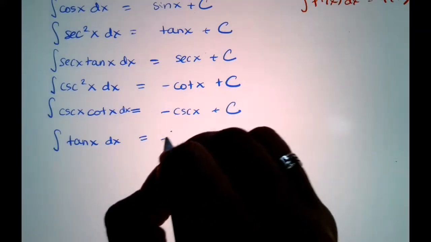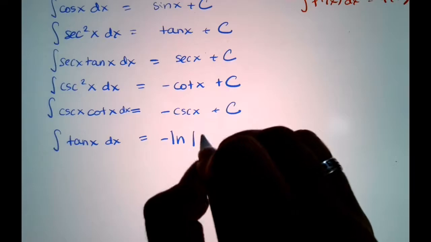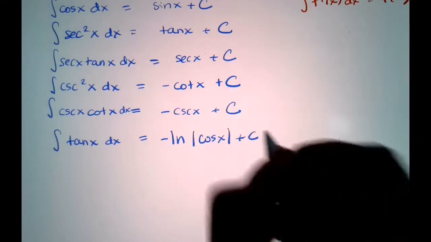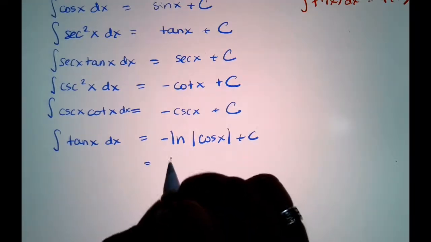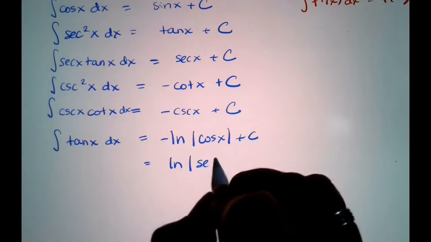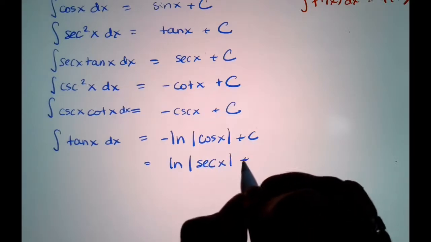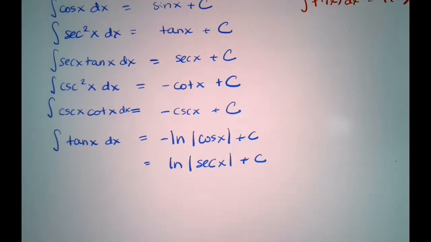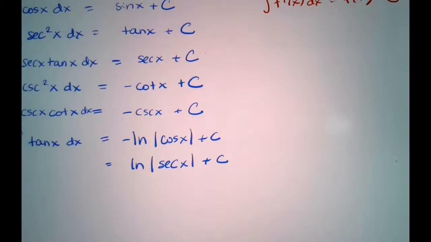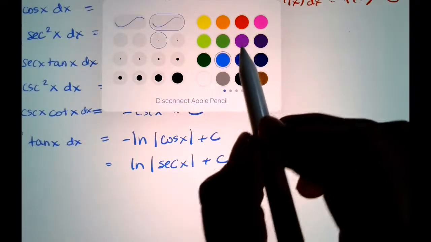It's negative natural log absolute value of cosine. Or you could write positive natural log absolute value secant. Either one is fine. They're perfectly equivalent to each other. And maybe it's worth some time to think about that. So let me prove just that one.